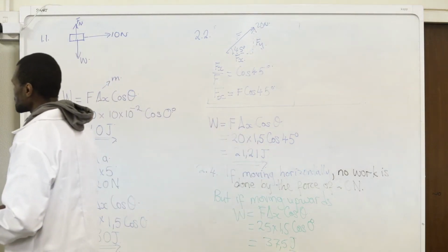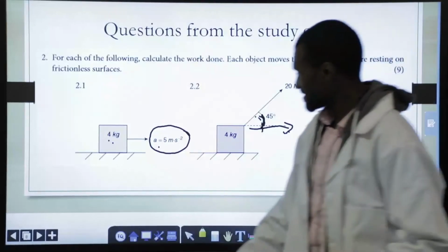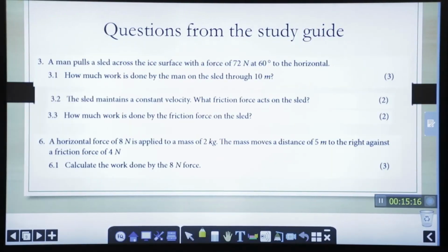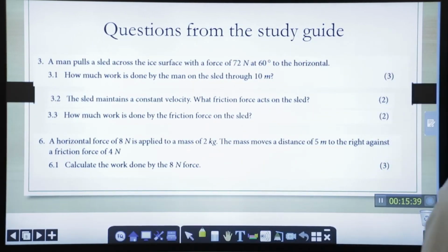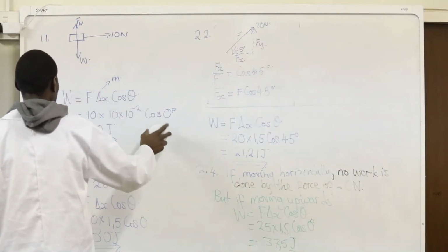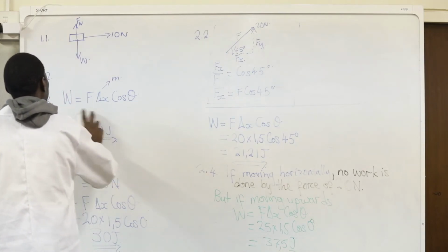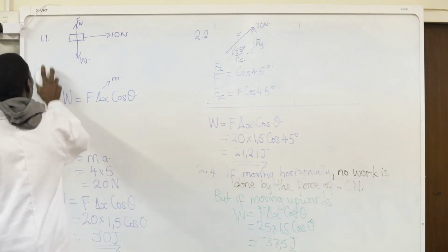Okay, so this question number 2 is done. Let's move on to question number 3, which says a man pulls a sled across the ice surface with a force of 72 newtons at 60 degrees to the horizontal. How much work is done by the man on the sled through 10 meters? Okay, so let's try that one again. Leave these formulas on because the very same formula should be applicable.